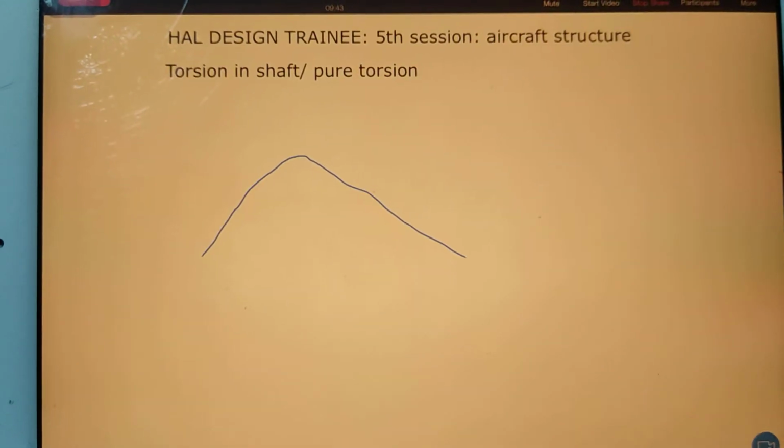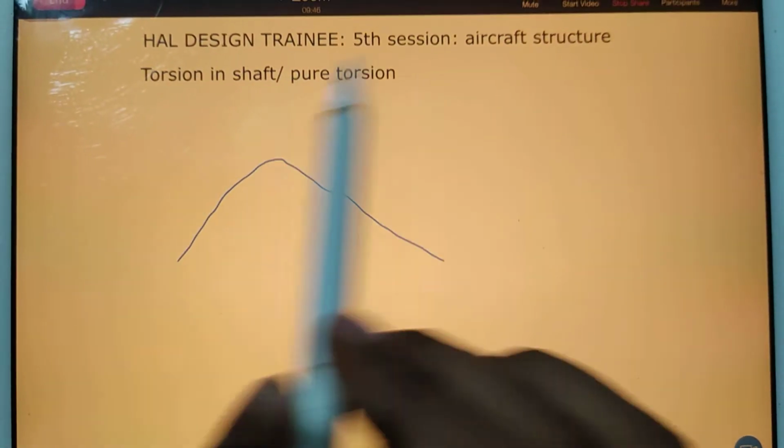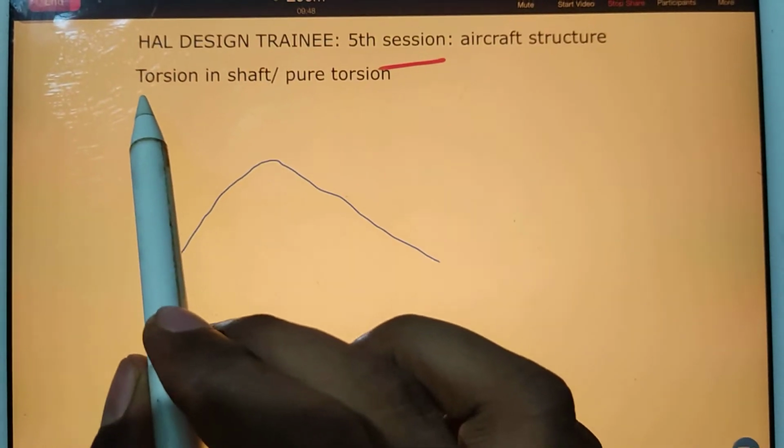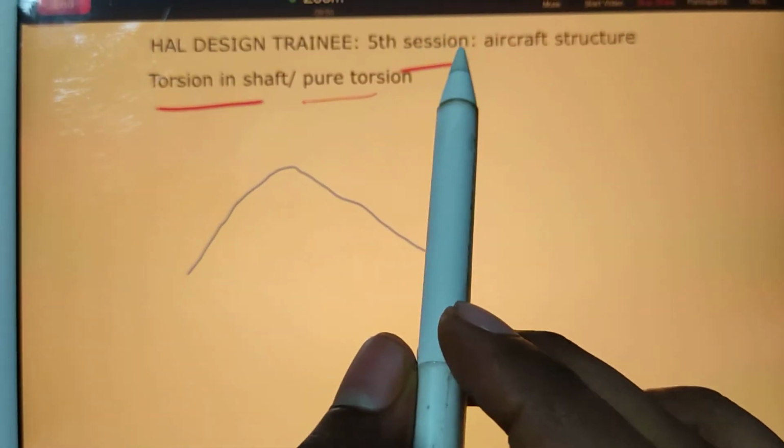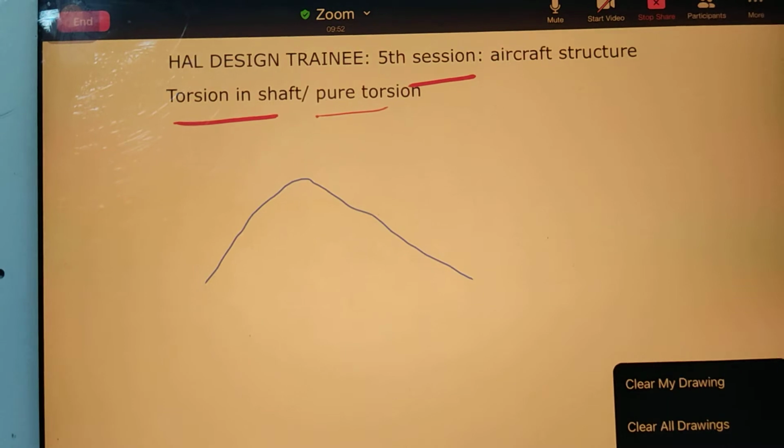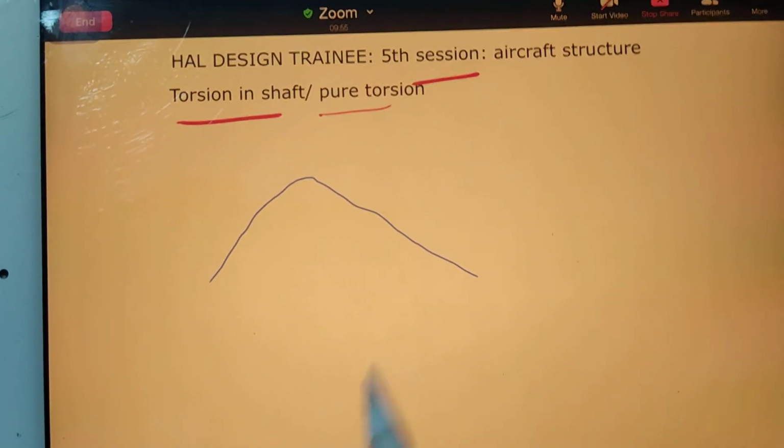Okay, guys. So we are going to cover, this is our fifth session, and our topic is torsion in shaft. This is actually a very easy topic. So in this torsion in shaft, we'll start with some basics.